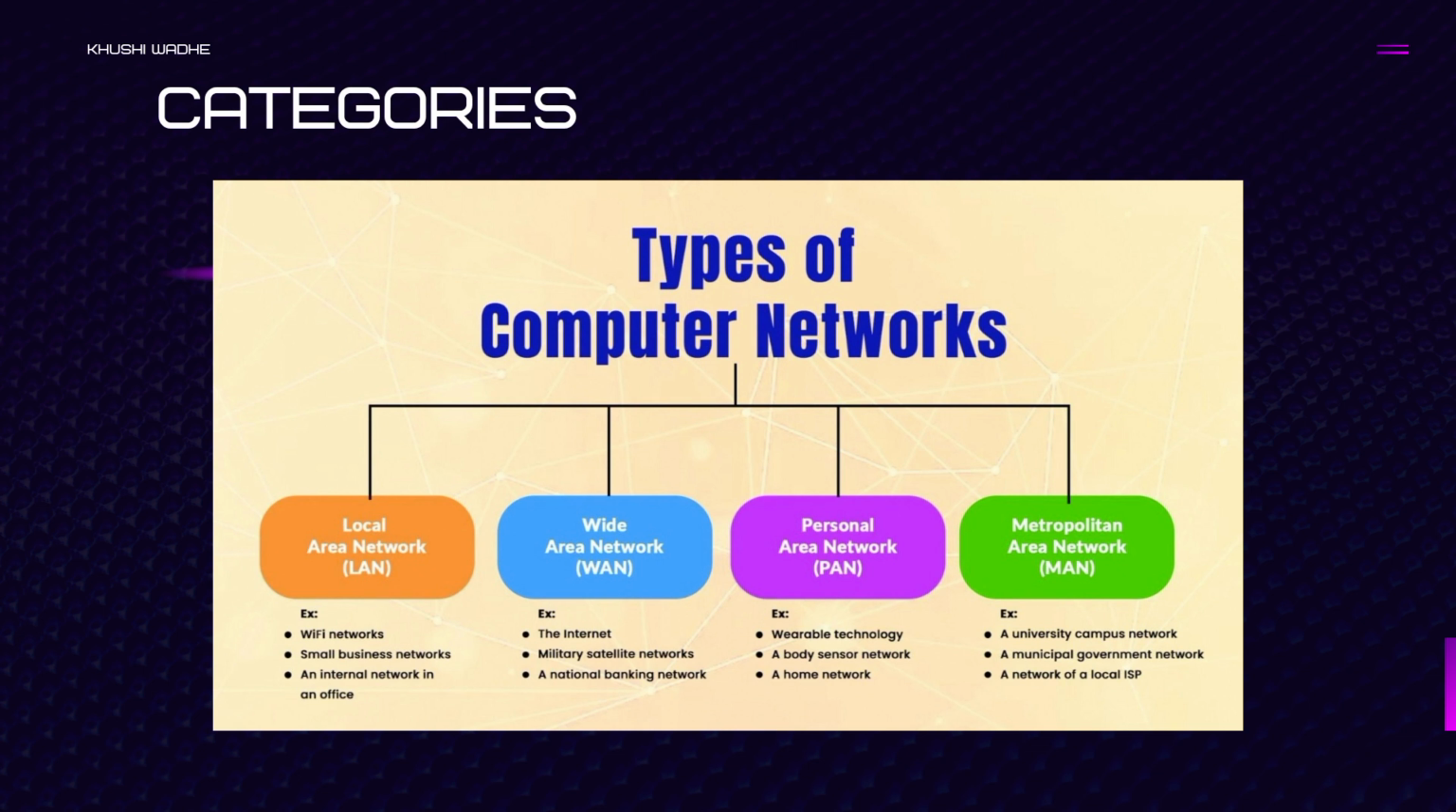Now we are going to discuss the categories, the types of computer networks. There are four types of computer networks. The first one is the local area network, and the second one is the wide area network. The third one is the personal area network, and the fourth one is the metropolitan area network.